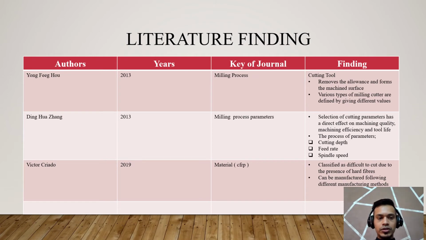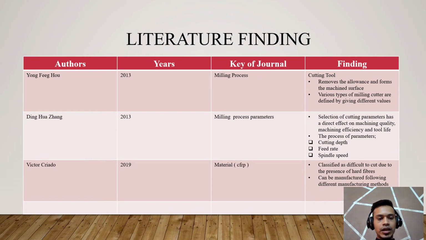Moving on to Jing Hao Zhang, who also published his article in 2013. This article is all about milling process parameters, where the selection of cutting parameters has a direct effect on machining quality, machining efficiency, and tool life. As you are all aware, the process has three parameters: cutting depth, feed rate, and spindle speed.